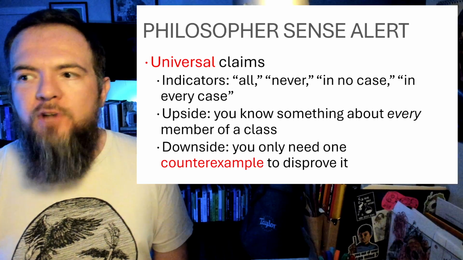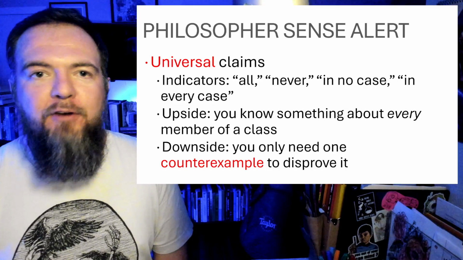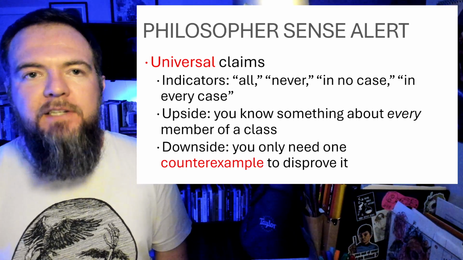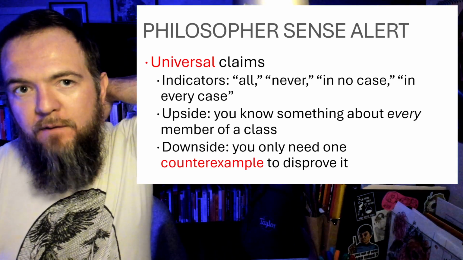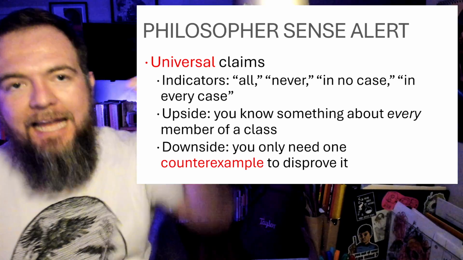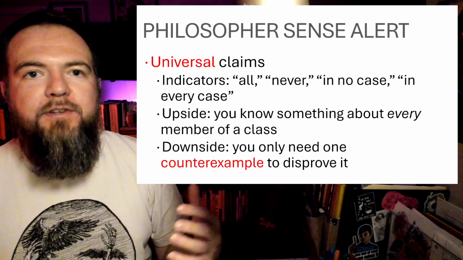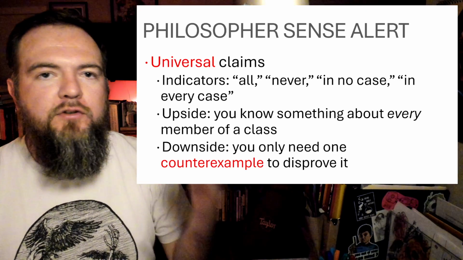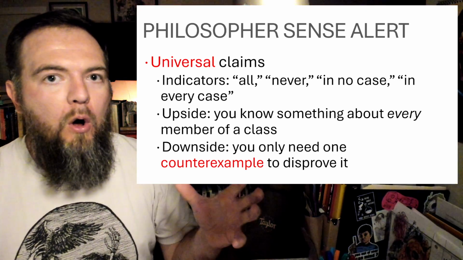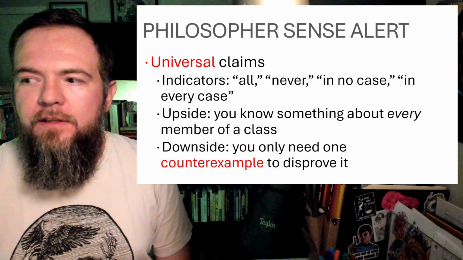So the universal claims are really exciting. If you can get them, it's really wonderful. They're big, they're dramatic. But the downside is if you find just one thing, one counterexample, you find one thing that gets let into the class or gets excluded from the class incorrectly, that universal claim can no longer hold. And the claim has to be shifted from universal to particular, from talking about all to only talking about some. That's the big thing here.